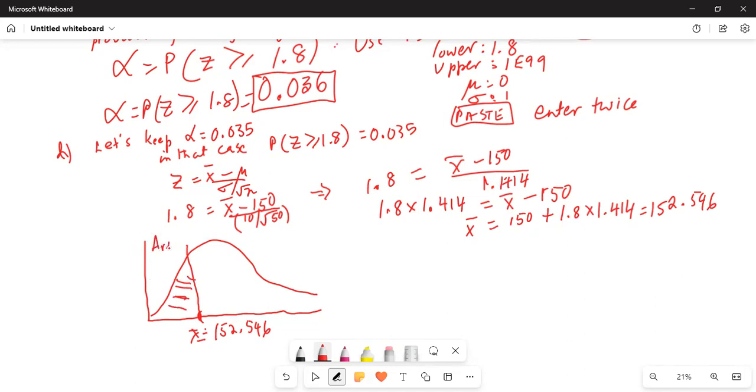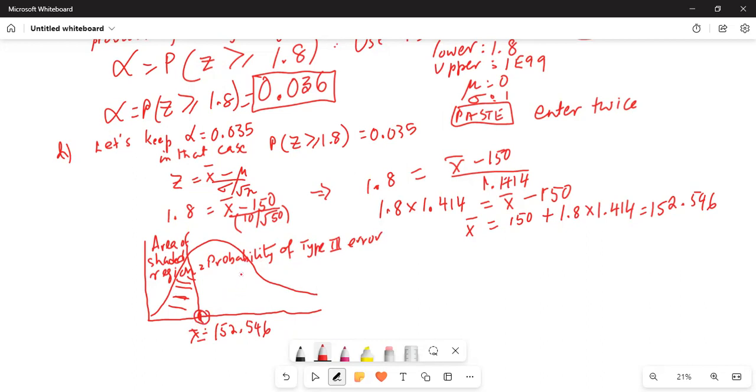And this area of the shaded region is equal to the probability of type 2 error. Okay. And our sample mean, as I told you, is 152.546. Okay.